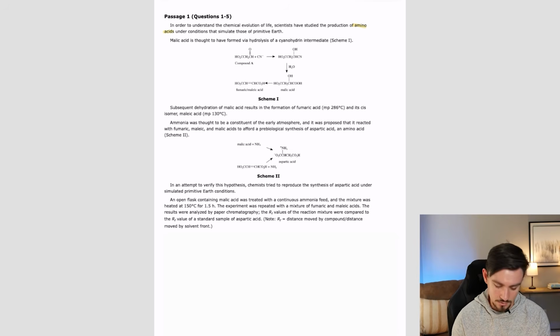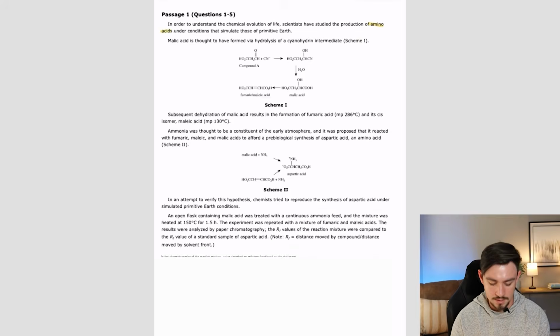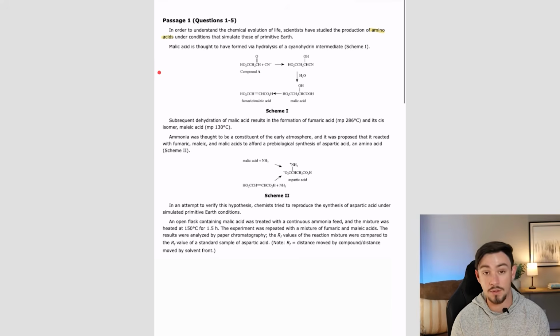Then a little bit of reading comprehension. What exactly are we talking about? We're talking about how life came to be, how the small chemicals of the world came to be whenever Earth was just this primordial soup, essentially, under conditions that simulate that of the beginning of Earth. So that's just some more reading comprehension. So now they're going to discuss how they think that happens.